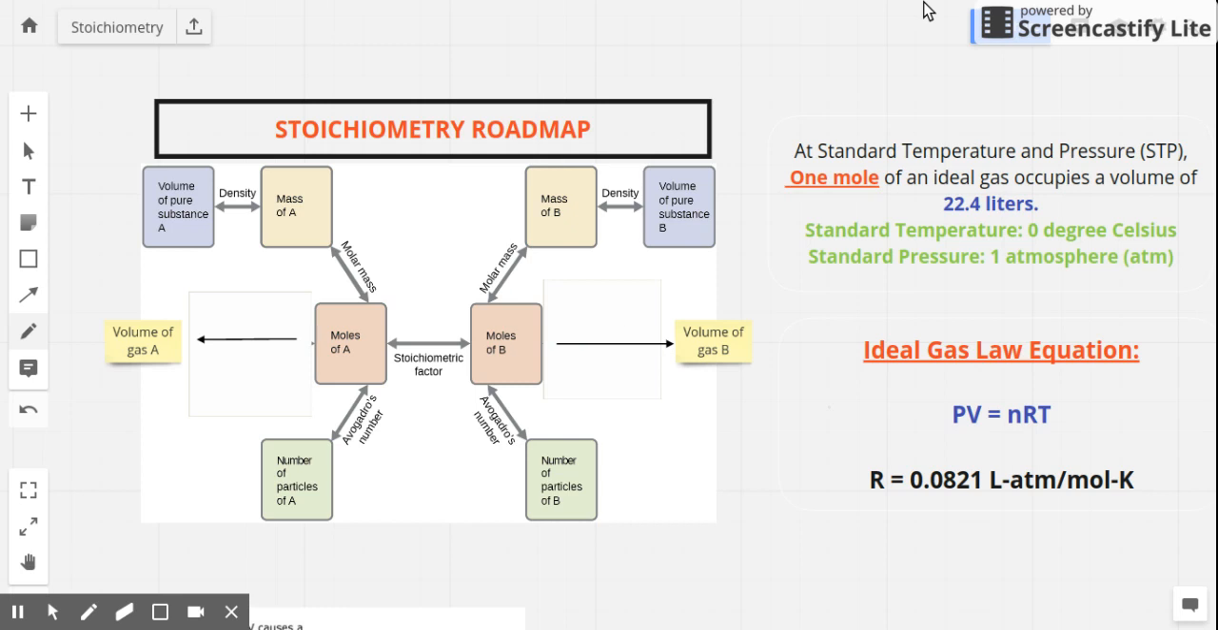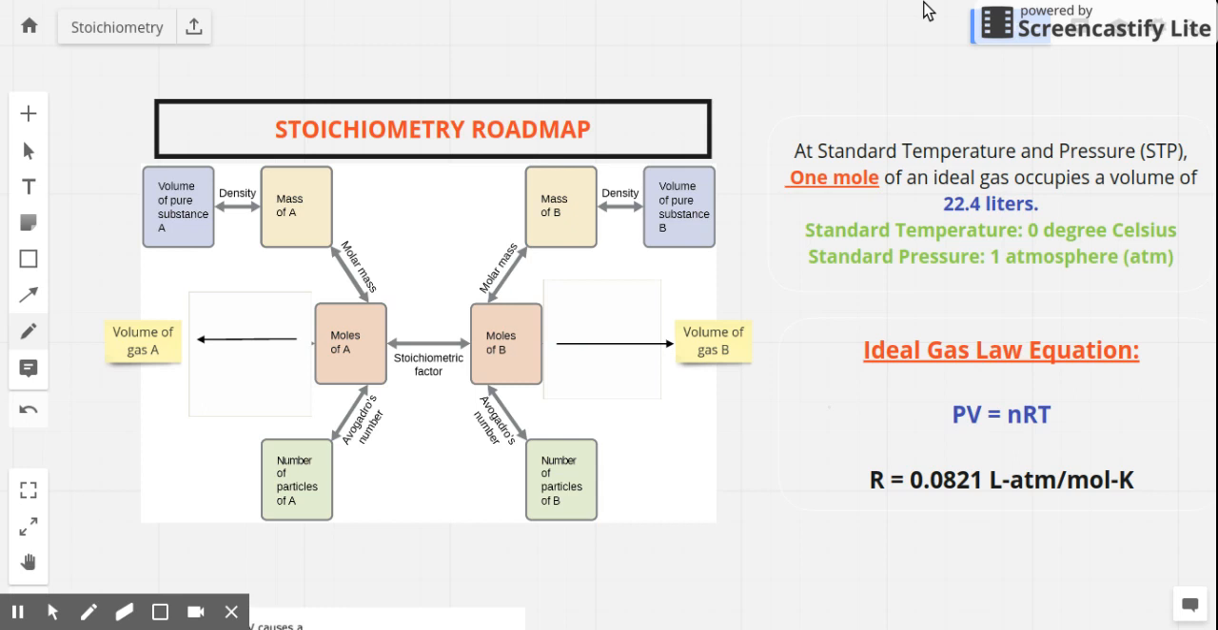Hi, for this video, we will be talking about the stoichiometry roadmap if the chemical reaction that we are dealing with involves gaseous substances. So when we talk about gaseous reactants, you know that there are some gas laws that govern them. In the previous video, you did the ideal gas law, PV equals nRT. That previous knowledge, we're going to apply to our stoichiometry roadmap and make it one of the equations that we will be using when the equation involves gaseous substances.